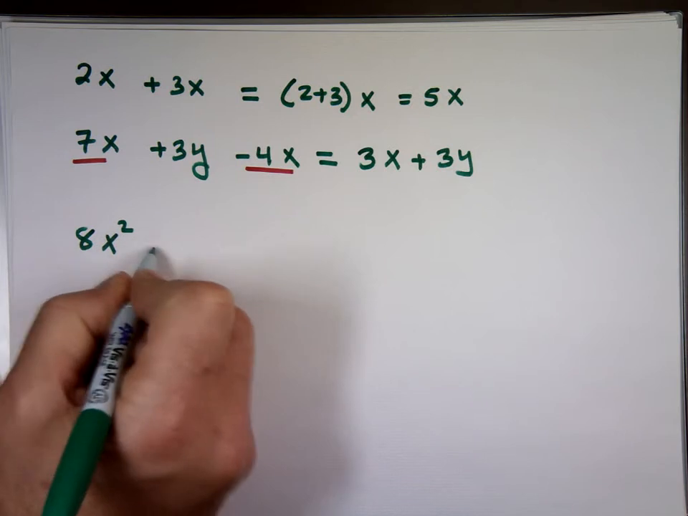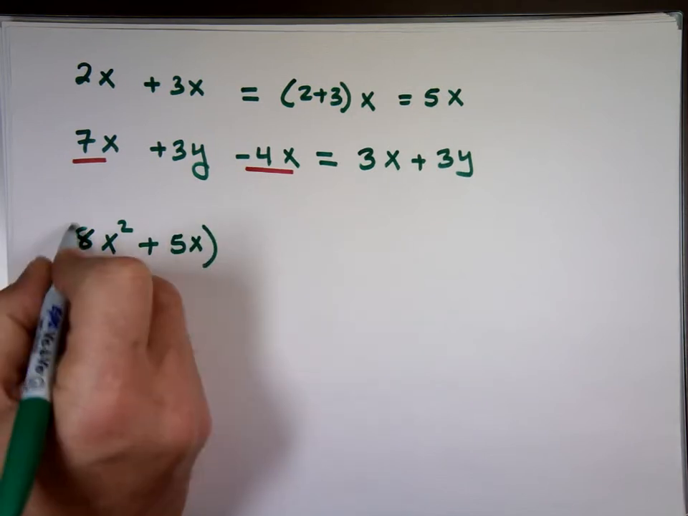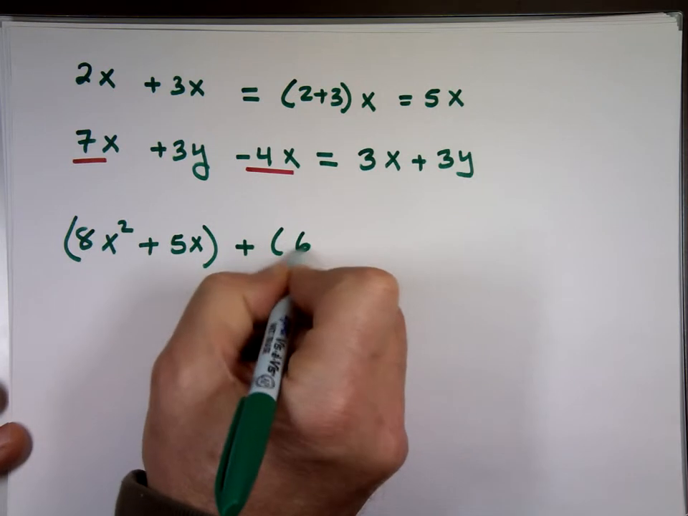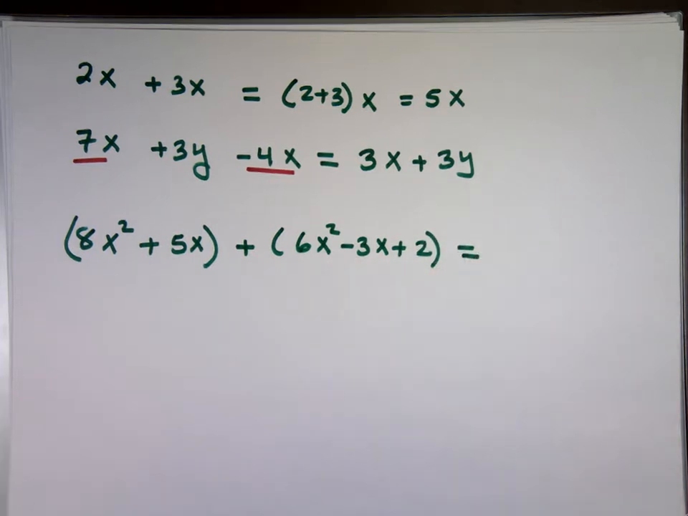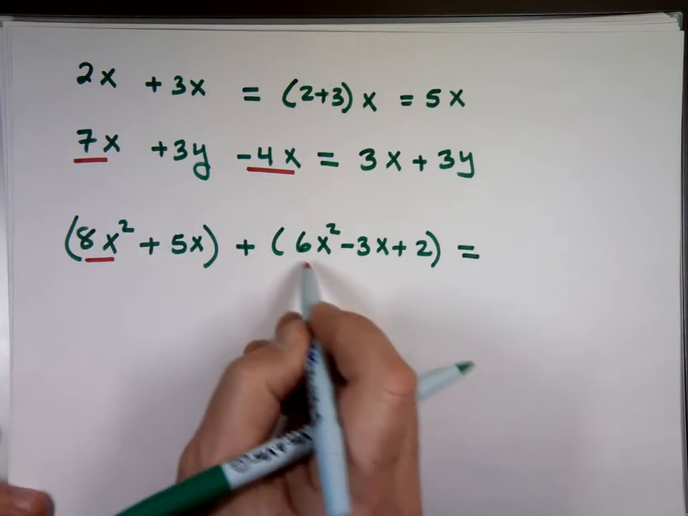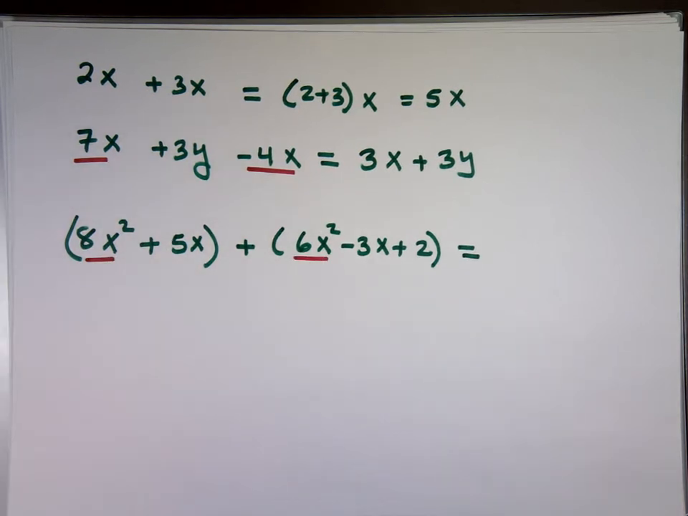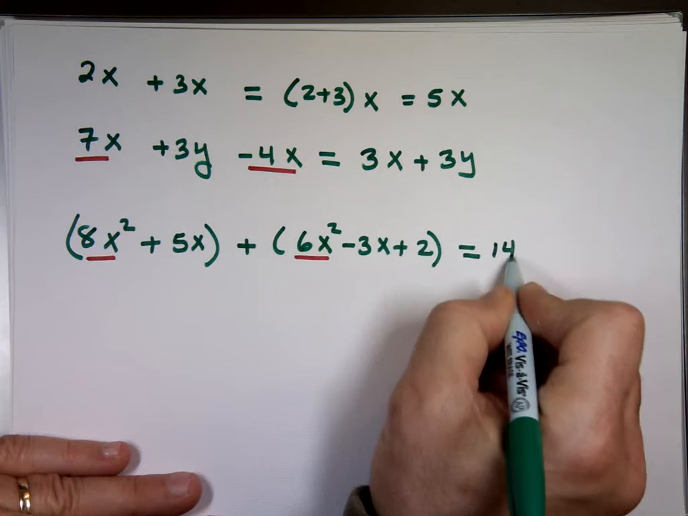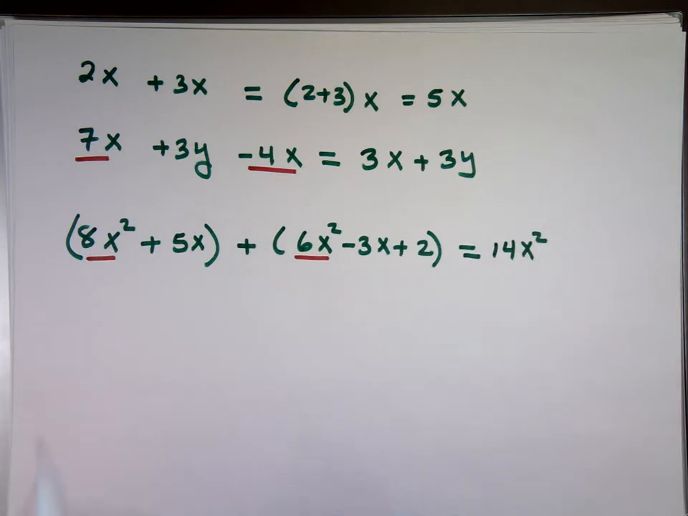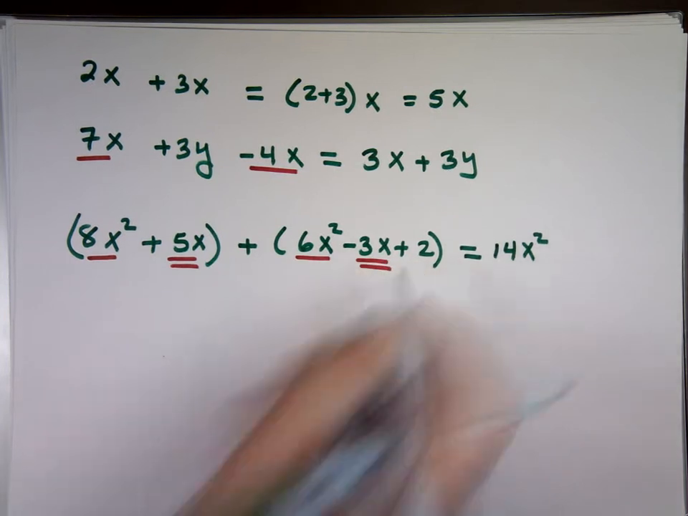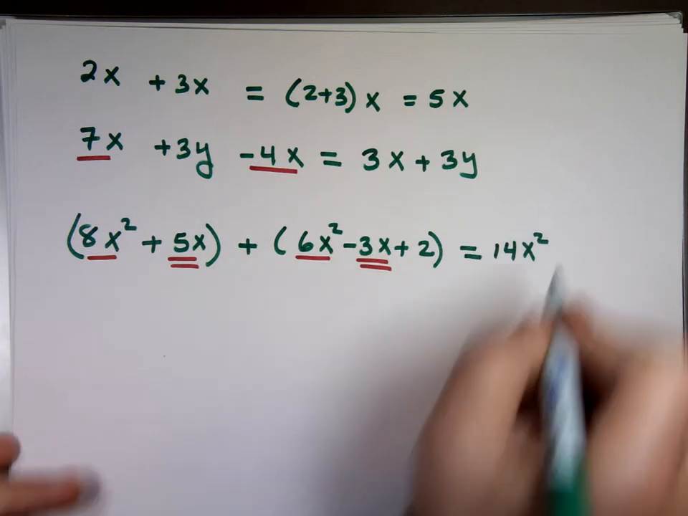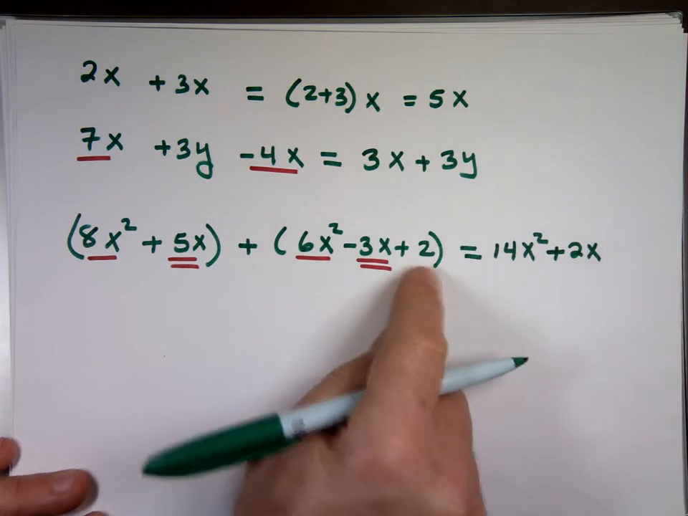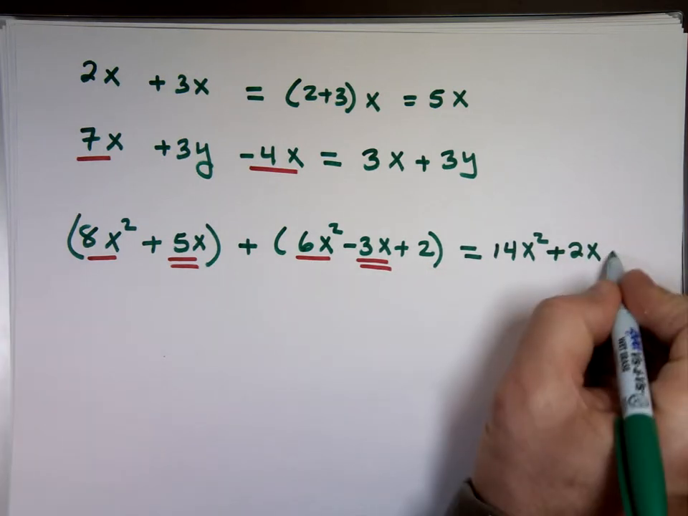8x squared plus 5x. I want to add to it 6x squared minus 3x plus 2. These two again are the same type. We put them together. What is 8 plus 6? 14x squared. These two are the same type. What is plus 5 plus a negative 3? 2x. That's a 2x, very good. And this number, there's nothing to add to it, so plus the 2.